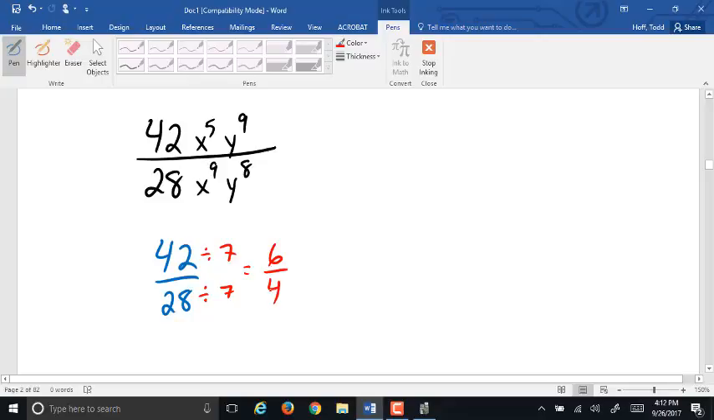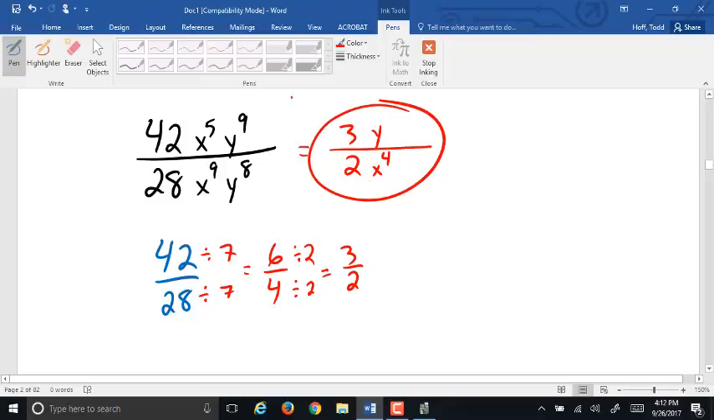Are we done? No, we're not. Still divide by 2. 6 divided by 2 is 3. 4 divided by 2, 2. So in our result, we're going to have 3 in the numerator, 2 in the denominator. Where's the x go? Bottom with a power of 4. Good. Where's the y go? Top with a power of 1, or just y. So it's 3y over 2x to the 4th.